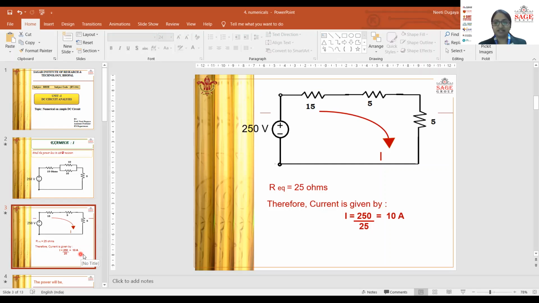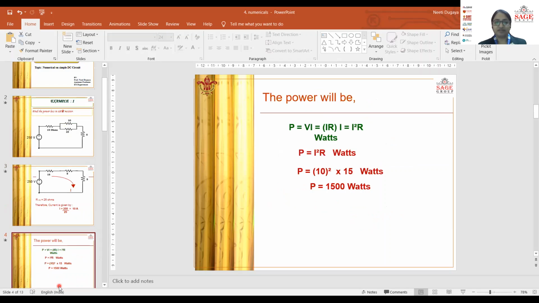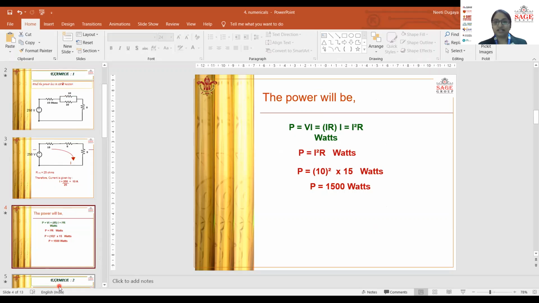Now we have found the current. Now we have to find out the power across it. So how to get the power here? For getting power, we need to use the power formula. The formula for power is V into I. And we already know by Ohm's law that V is equal to I into R. So the formula would be I square R in a nutshell. For the power, we'll use I square R, and the unit for power is watts.